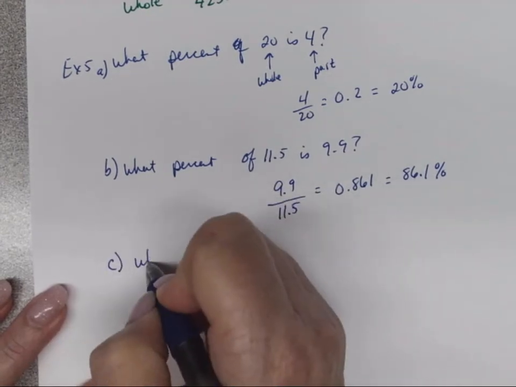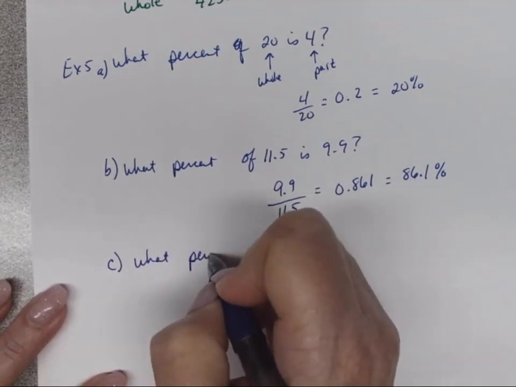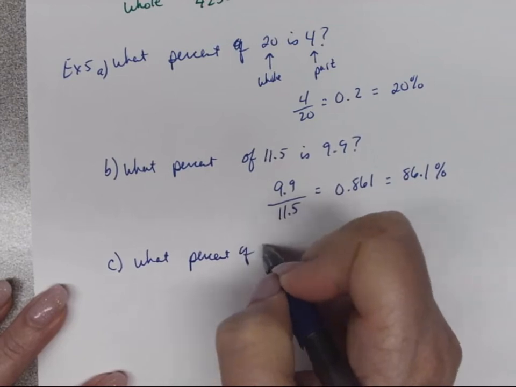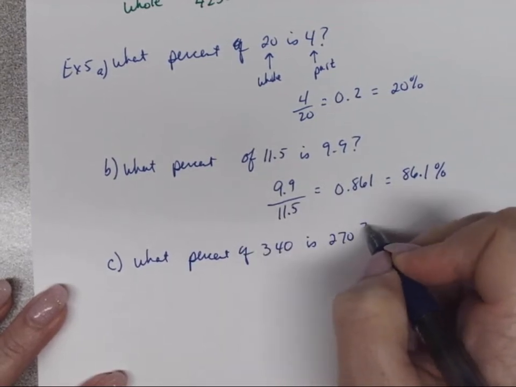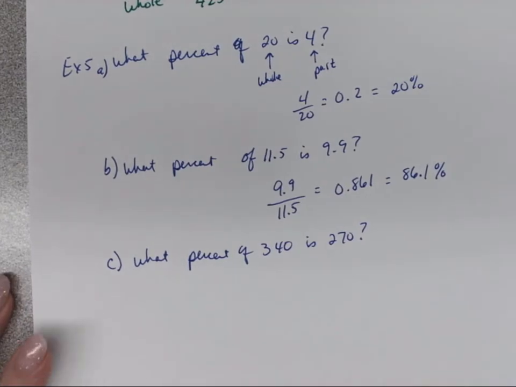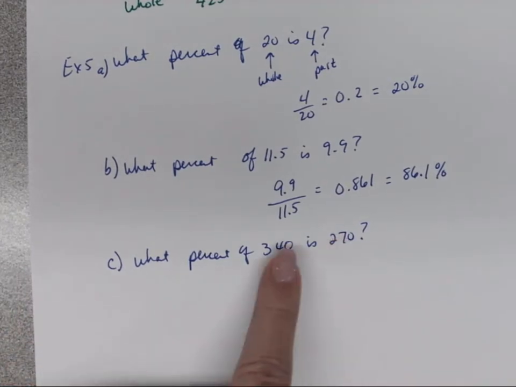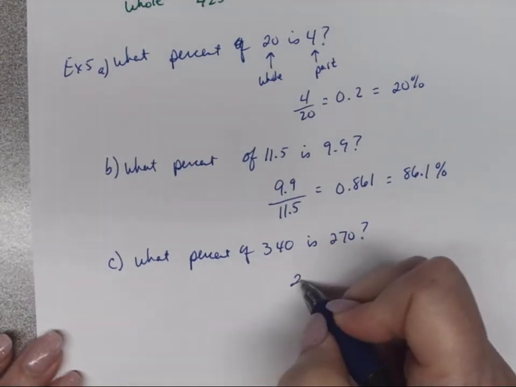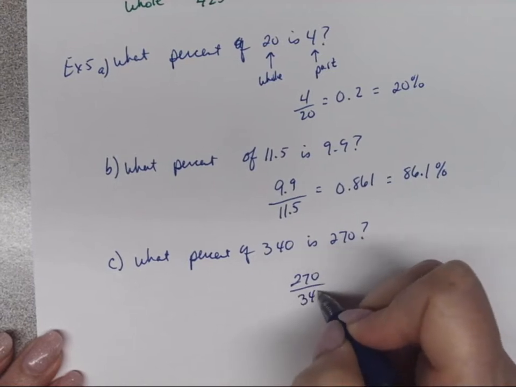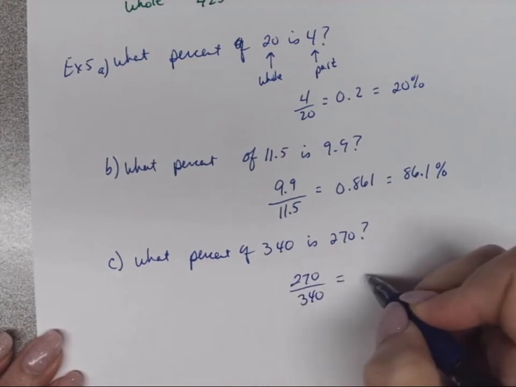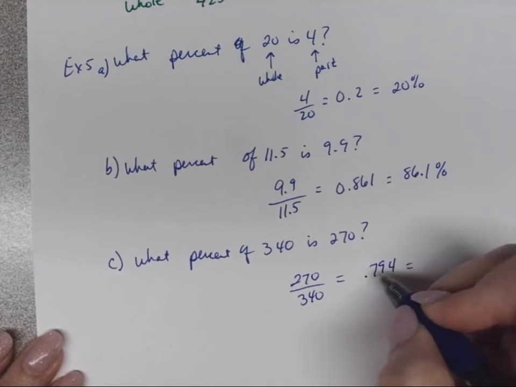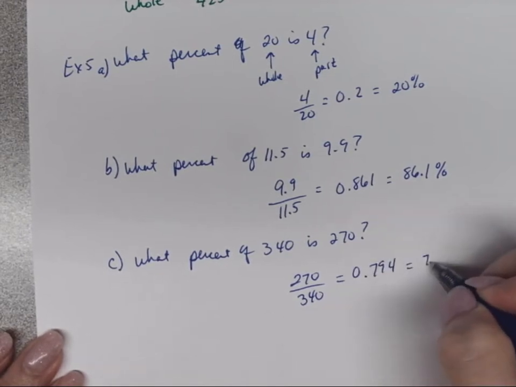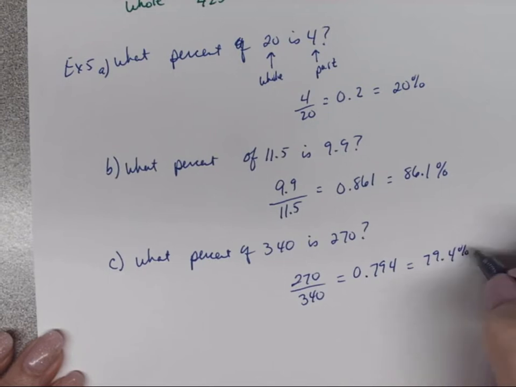All right, what percent of 340 is 270? So again, part over the whole. So 270 over 340 equals 0.794, which will be 79.4%.